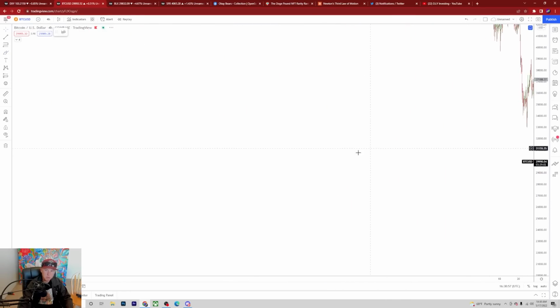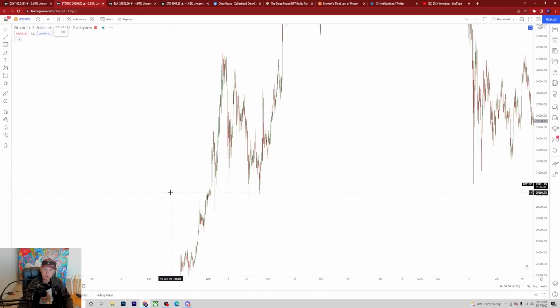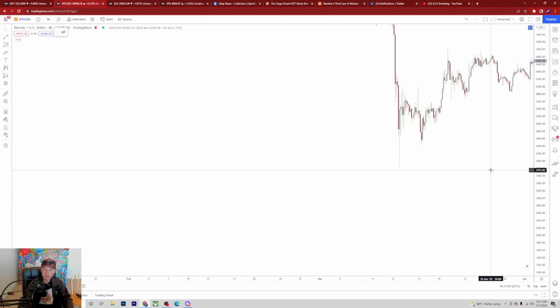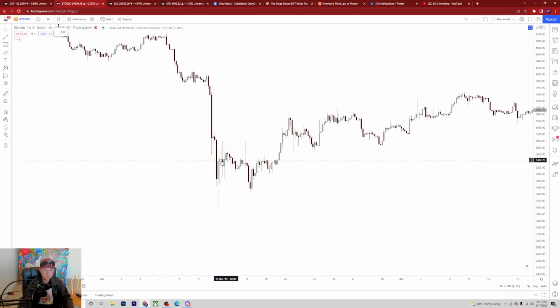Another thing we're going to go back and look at real quick is the COVID capitulation. It's just so that you guys can remember exactly what that looked like on the shorter time frames, because this is pretty similar to what we're seeing today, right? Almost exactly the same market structure.